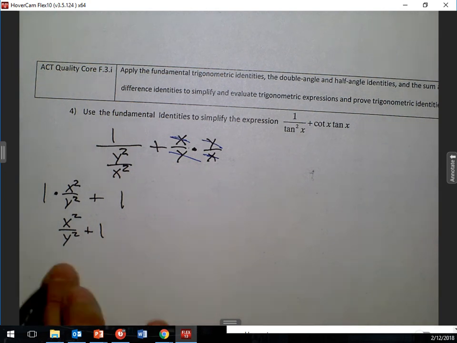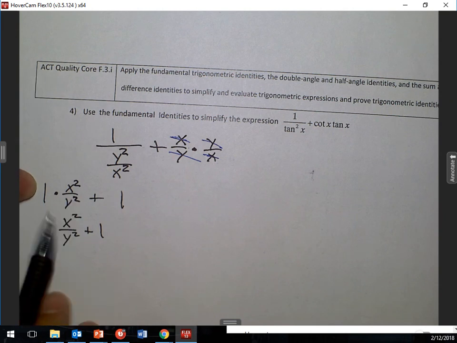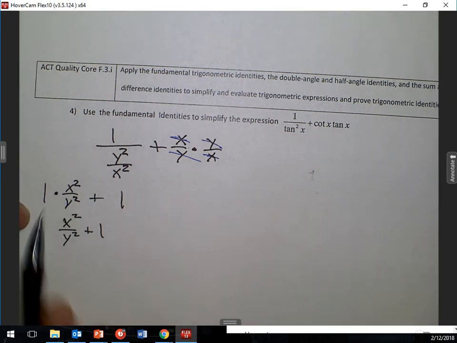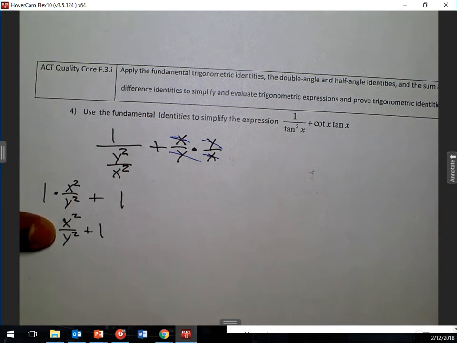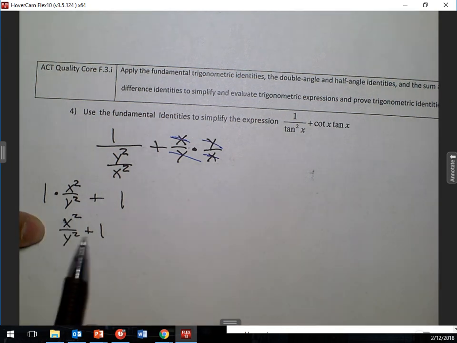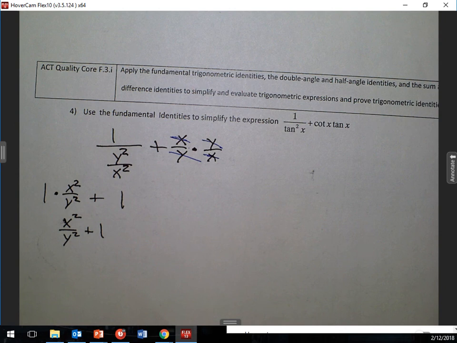Wait, why did you get rid of the other one? What other one? Oh, 1 times this? Never mind that. Okay, so this will get you 4 out of the 5 points. If you were to write cotangent squared plus 1, that's going to give you the 5 points.